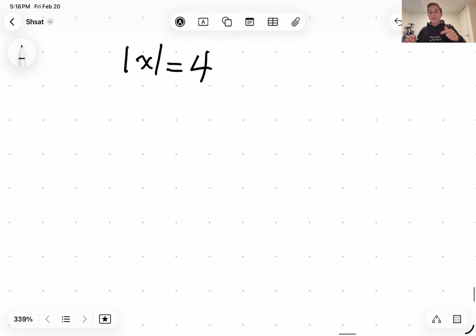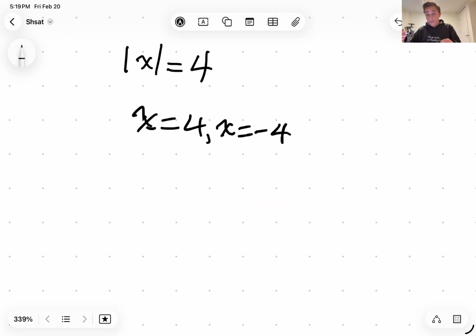For example, this equation: the absolute value of x equals 4. We need to think what numbers are 4 away from 0 on the number line. There are two numbers, because you can go 4 in the positive direction or 4 in the negative direction to get to a number that's 4 away. So x can actually be two things. x could equal 4, or x could equal -4.